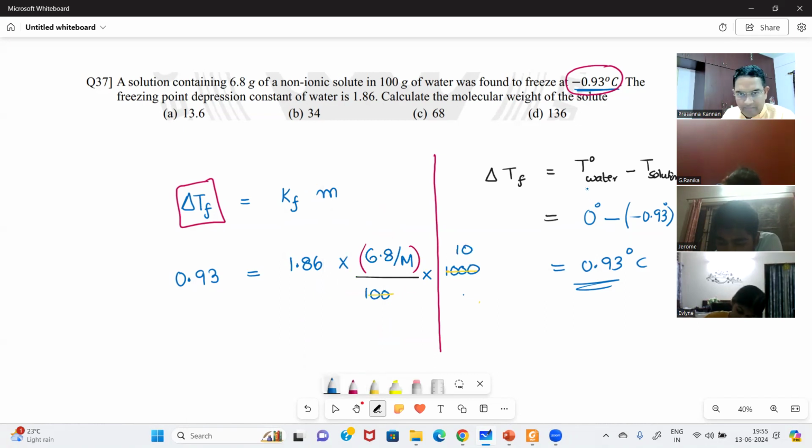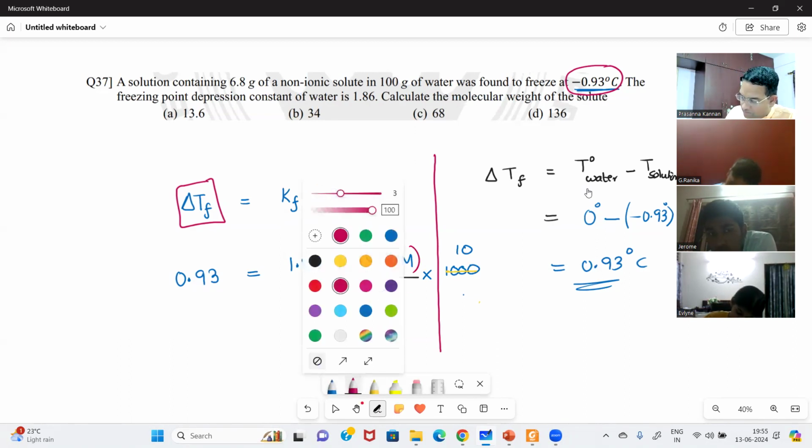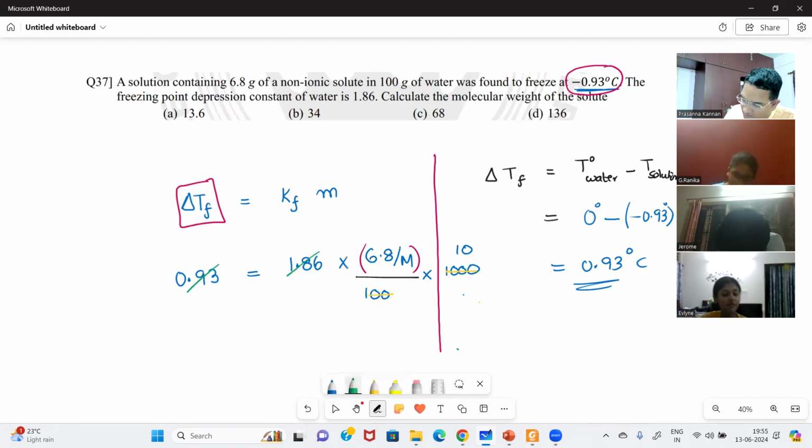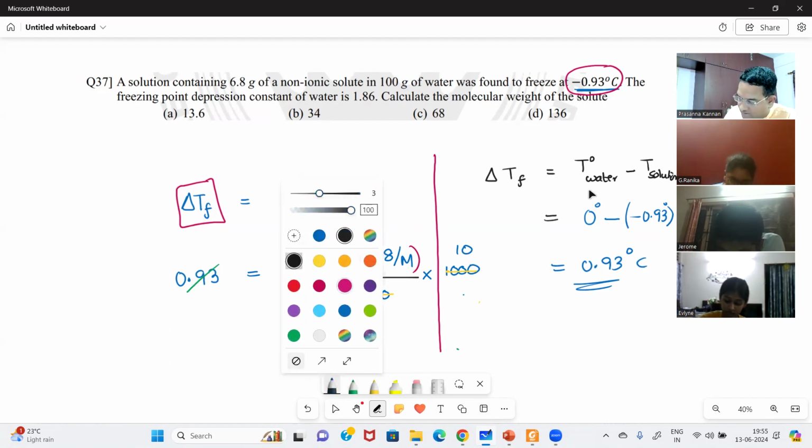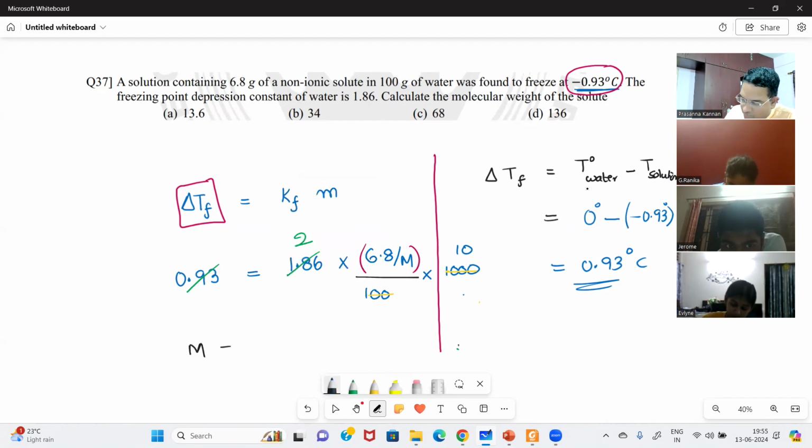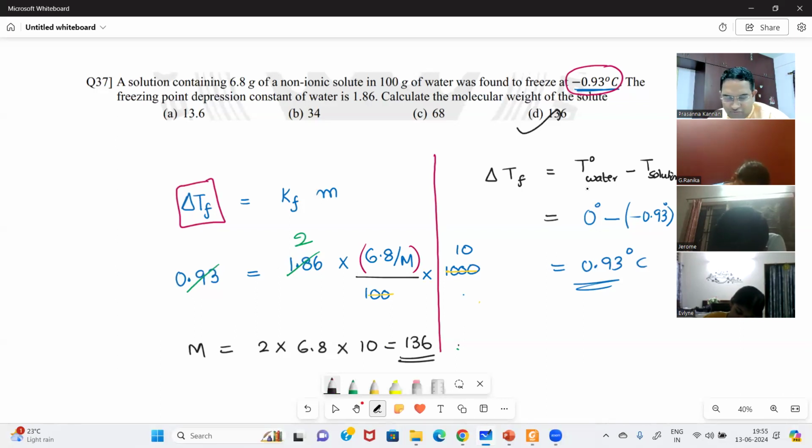10, right? Okay. So now you can see 0.93, 2 times is 1.86, correct? So molecular mass, if you bring the M this side, M will be equal to 2 into 6.8 into 10. 6.8 into 10 is 68. 68 into 2 will be 136. Therefore, the molecular mass of the solute is 136, which is the fourth option.